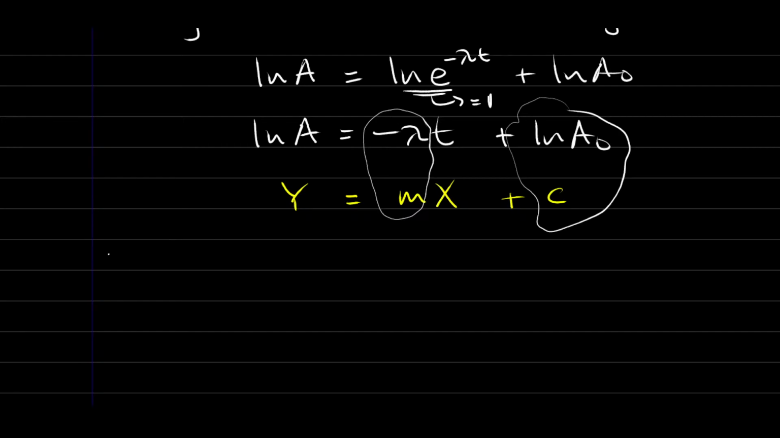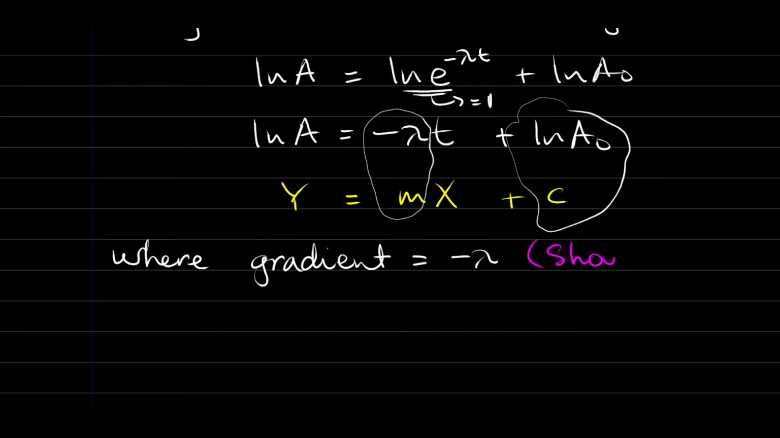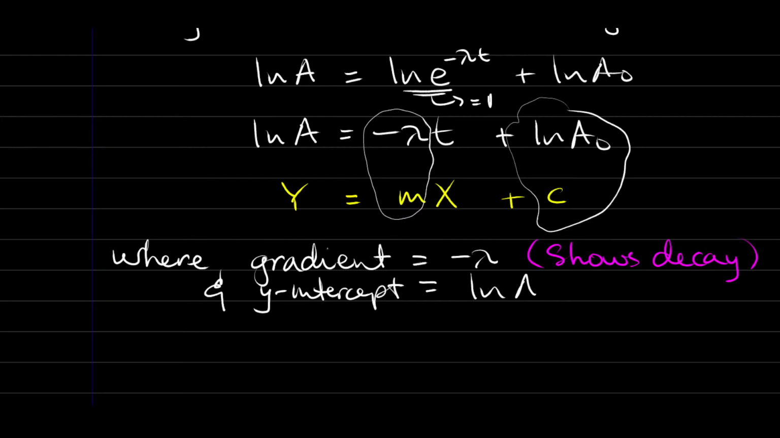So let me just write this here, where the gradient is equal to negative lambda, which in a sense is going to show decay. That negative gradient is showing decay. And then the y-intercept is equal to ln of A naught, right? Very easy. And what do you think you can use this for?